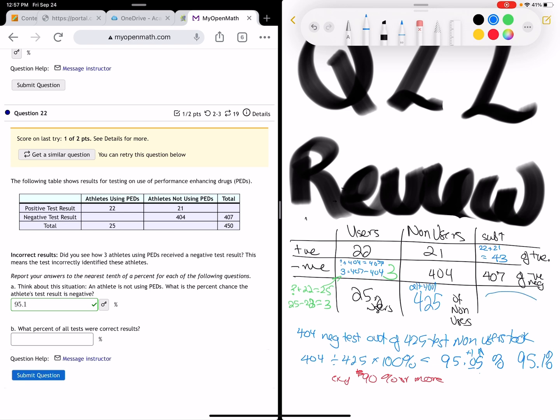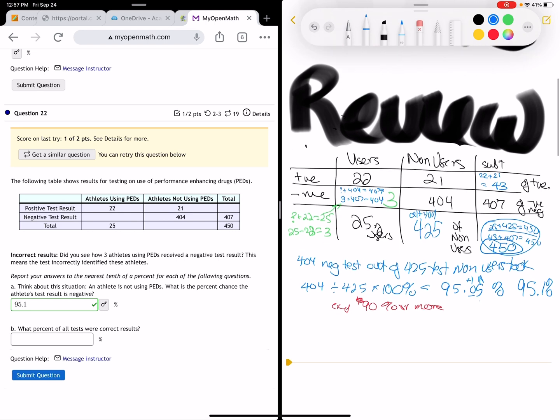So we need to know the total number of tests here, which we can do about two ways. It's going to be 25 plus 425, 450. Or we can also do 43 plus 407, and we still get 450. So in either way, we have 450 total tests. So that's the first thing. So we have out of 450 tests. So we've got that figured out.